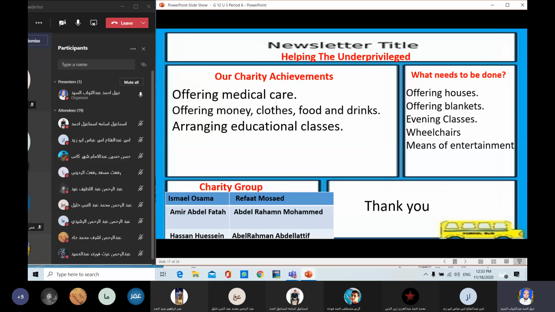Then a charity group من أعضاء اللجنة الخيرية تكتب مثلا إسماعيل أسامة، رفعت مسعد، أمير عبد الفتاح، عبد الرحمن من أعضاء الفريق. This is a plan for the newsletter. ده المخطط اللي كتبه حسن، حسين، عبد الرحمن، عبد اللطيف etc. And then of course you end with thanking people for showing their support for your organization. Okay, ده المثال اللي ممكن تمشي عليه. زي تعمل رسالة إخبارية, your newsletter for your charity organization.